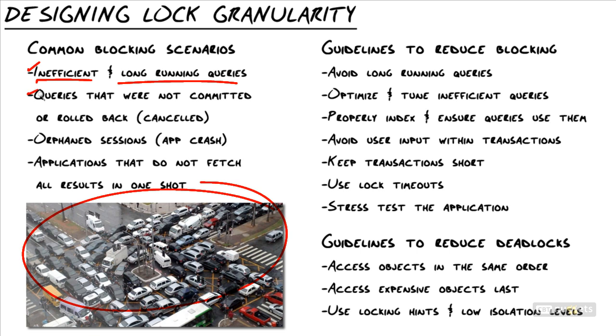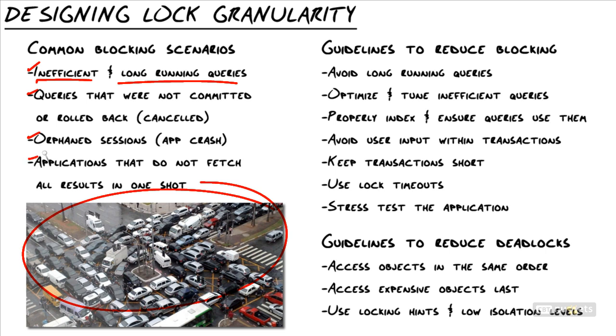Queries that were not committed or rolled back. Things like cancellations. You know, if people have a cancel button, they cancel it, and something didn't get rolled back, well, you're going to have a transaction out there that is uncommitted. And it's just going to sit there and maintain its lock, and it's going to require some kind of intervention. So I'll show you a way around that. Orphan sessions, application crashes, when that happens again, you're going to need manual intervention to make that happen.